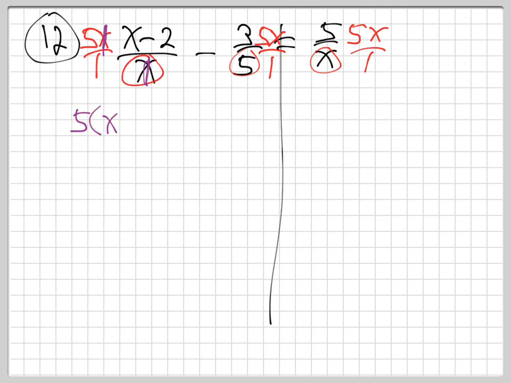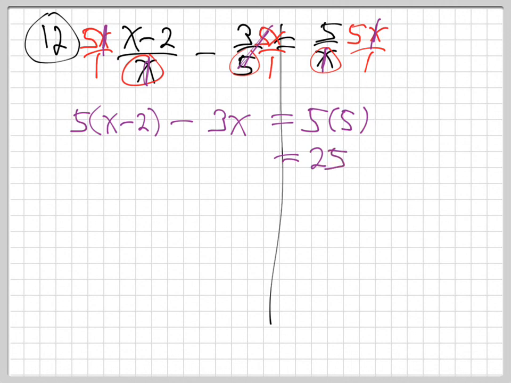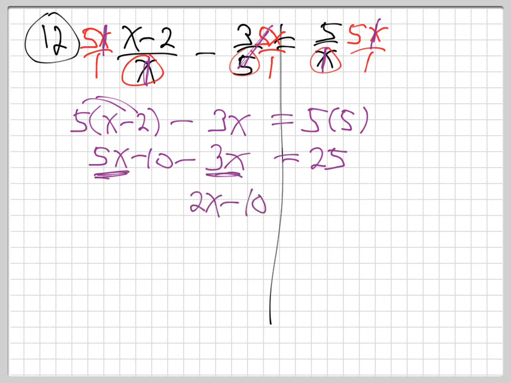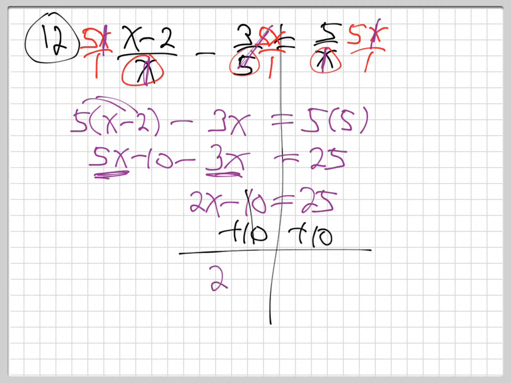X cancels x. 5 cancels 5. 3x is left. And x cancels x. 5 times 5 is left, so that's going to be 25. Here the 5 distributes. 5x minus 10. Now 5x minus 3x just makes 2x on that side. And x is saying I want to be alone. Add the 10 to both sides. So 2x is 35. Last step to get x alone. Divide by 2. There we go. 35 over 2.